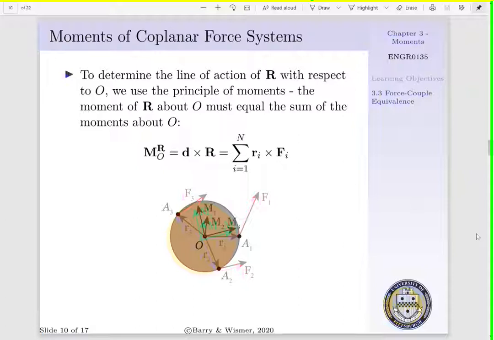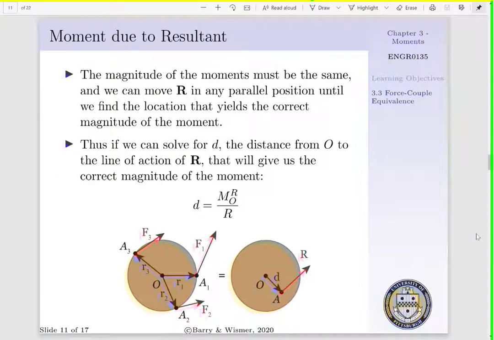That is, d is our distance away from our part center cross our resultant force, and this is going to be equal to the sum from i equals 1 to n of r sub i cross F sub i. That is, our total moments on our system due to each of our individual forces acting on our individual moment arms. The magnitude of our moments must be the same in our previous expression, and thus we can move R into a parallel position until we find the correct location that yields the same magnitude of our moment.